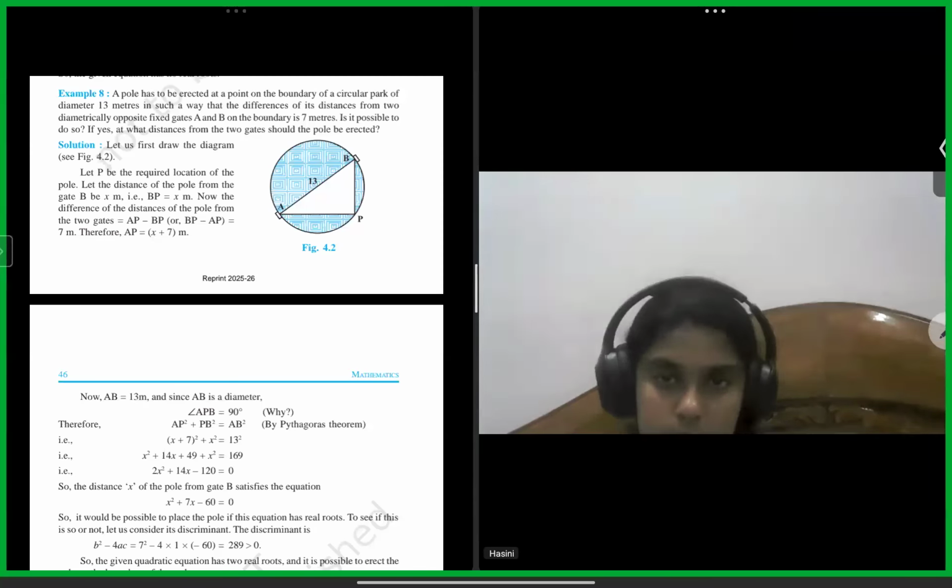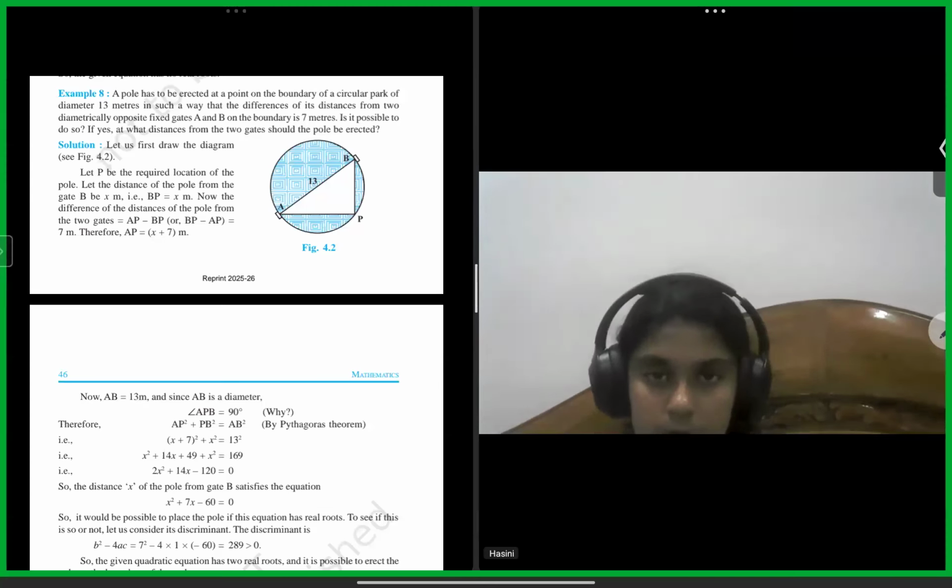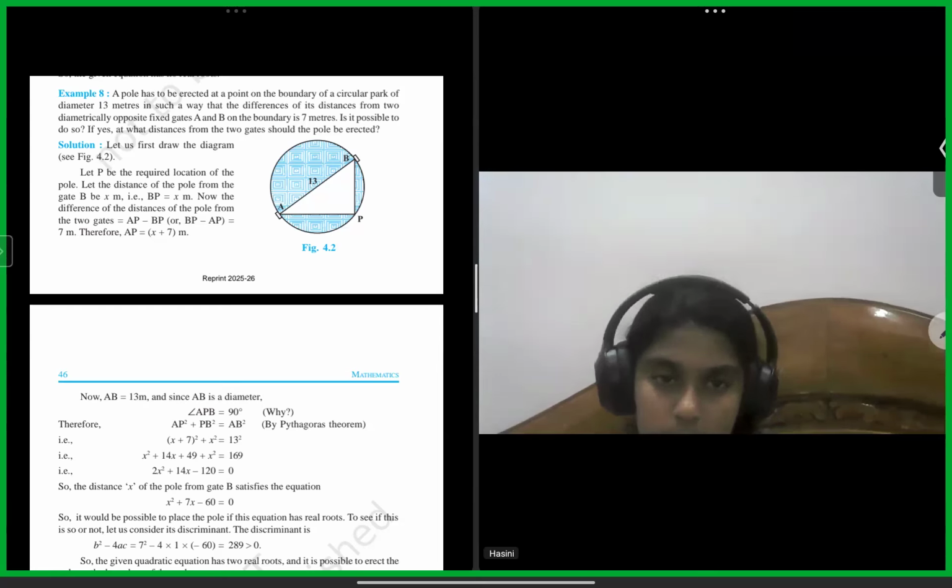Yes, Hasmi. So they said that a pole has to be erected at a point on the boundary of a circular park of diameter 13 meters in such a way that the difference of its distances from two diametrically opposite fixed gates A and B on the boundary is 7 meters. What is the meaning of the statement, Hasmi? Yes, the gates for the circular park are exactly the ends of the diameter.